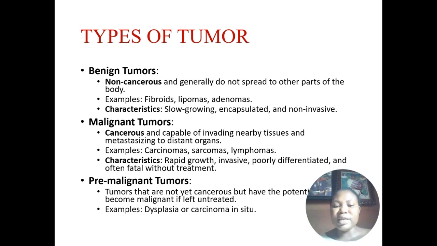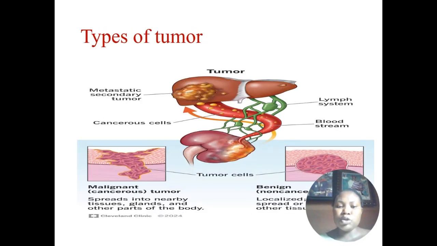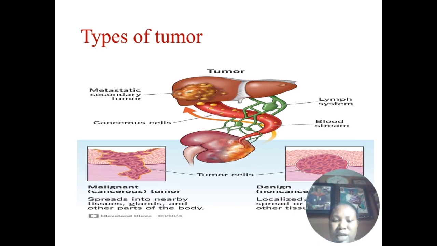And we have the pre-malignant tumors. These tumors are not yet cancerous, but have the potential to become cancerous. The examples are dysplasia or carcinoma in situ. These are the types of tumor that have been illustrated in the diagram.